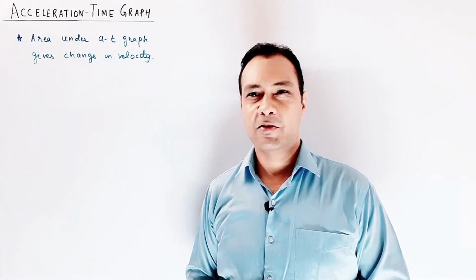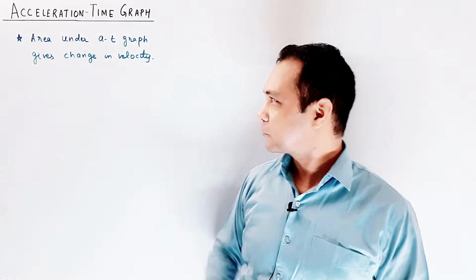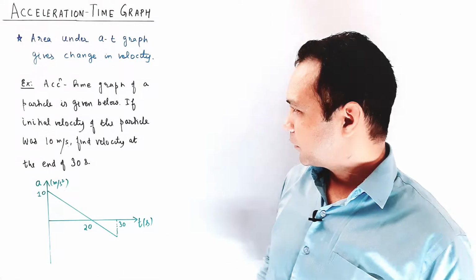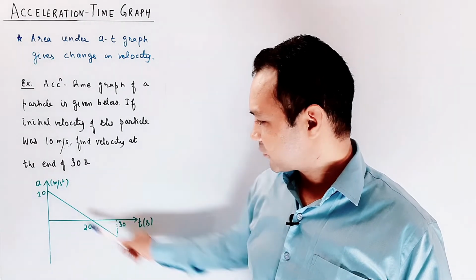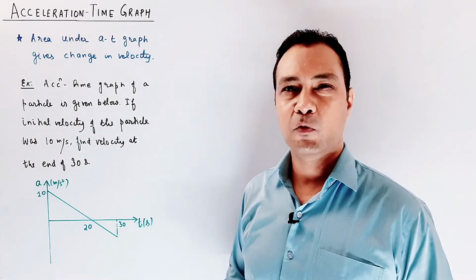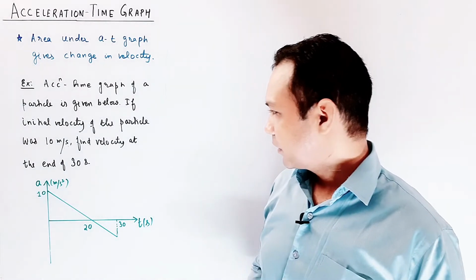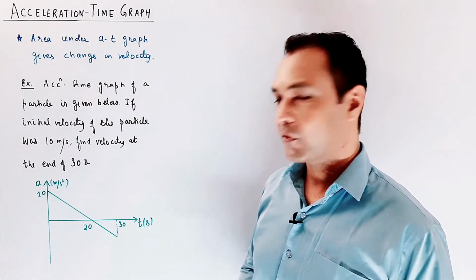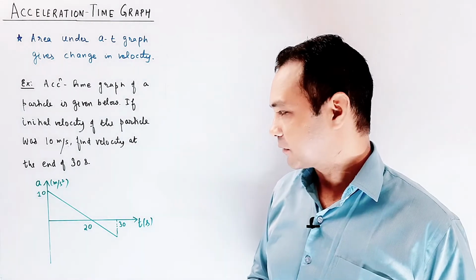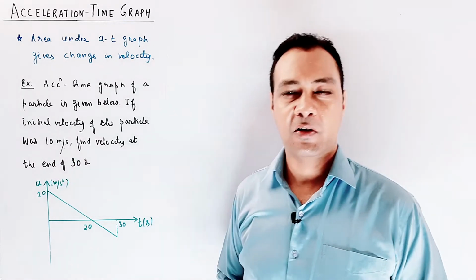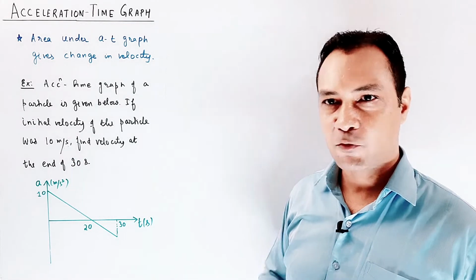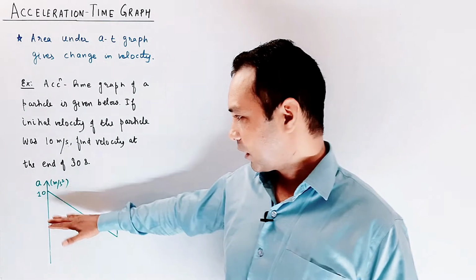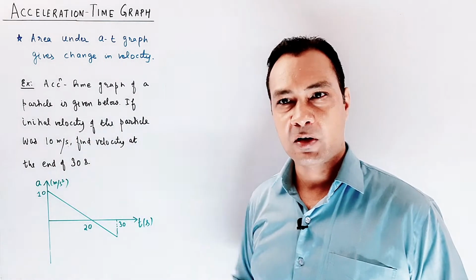So now let's take one example on this to understand this thing. The question states this is the acceleration time graph of a particle moving along a straight line. Initial velocity of the particle was 10 meter per second, and we have to find velocity at the end of 30 seconds. This is the AT graph. Its area will give a change in velocity. The only thing we have to be careful about is that the area above the t-axis would be positive, below the t-axis would be negative.